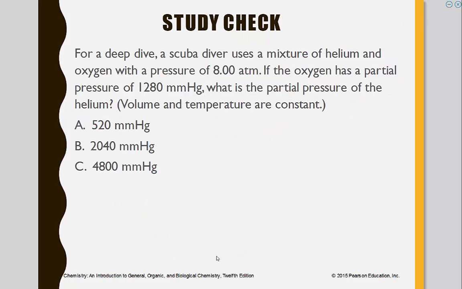Let's do one more practice. A deep diver, a scuba diver, uses a mixture of helium and oxygen with a pressure of 8 atmospheres. If the oxygen has a partial pressure of 1,280 millimeters of mercury, what's the partial pressure of just the helium? Alright, if you notice that the answers are actually in millimeters of mercury, that's telling us we need to convert those atmospheres to millimeters of mercury.